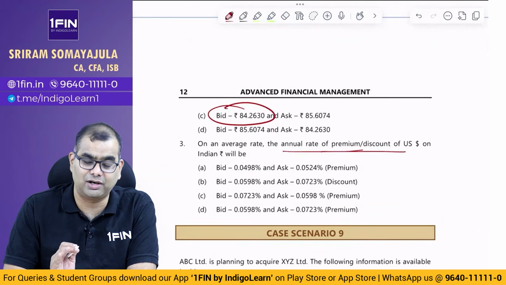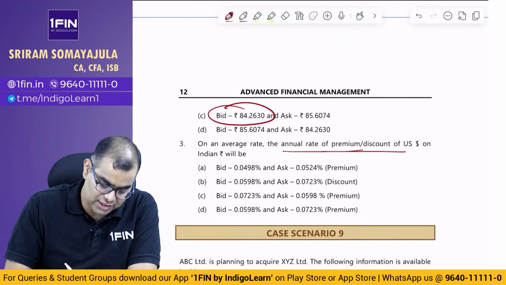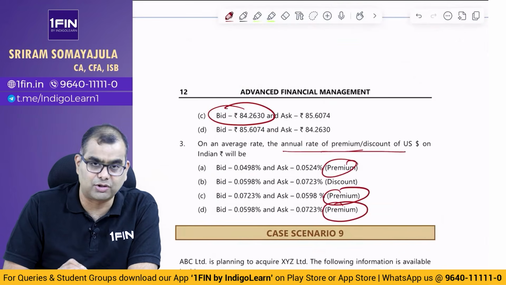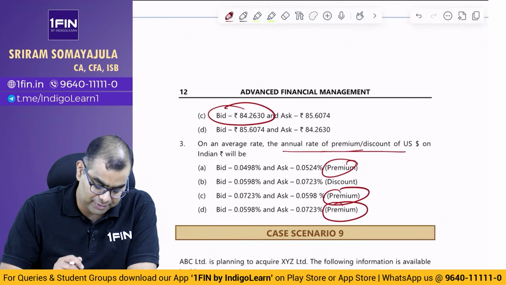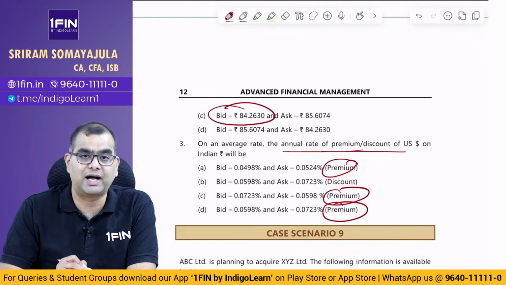Dollar will always be at a premium, rupee is at a discount. So first of all it is premium. So the answer is either A or C or D. So B is out of question, right? Now it is at premium. Now the second thing is, you are required to find out whether bid may what is the rate and ask me what is the rate.